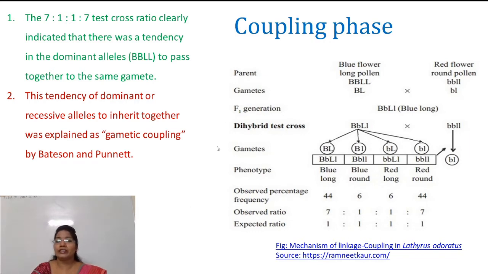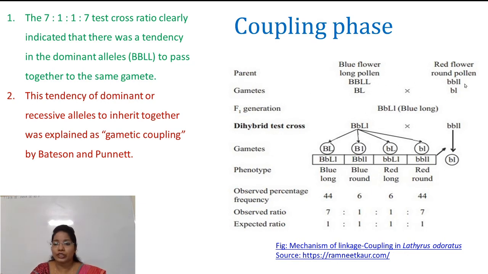So this coupling phase is present in Lathyrus odoratus. Bateson and Punnett did a test cross in Lathyrus odoratus. They made a cross between blue flowers and long pollen grains with red flowers and round pollen grains. The blue flowers and long pollen grains are denoted as capital B, capital B, capital L, capital L, and the red flowers, round pollen grains are denoted as small b, small b, small l, small l. So these are the gametes.